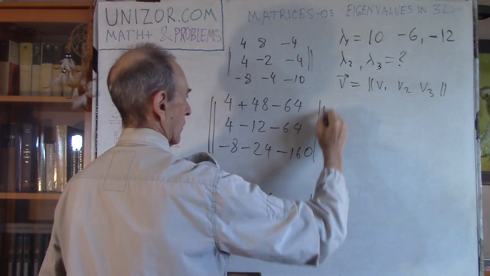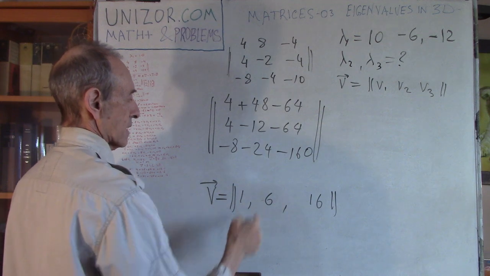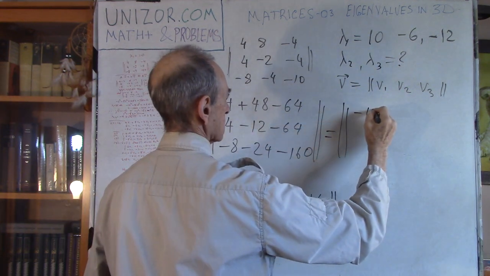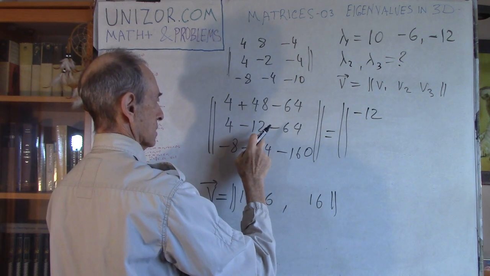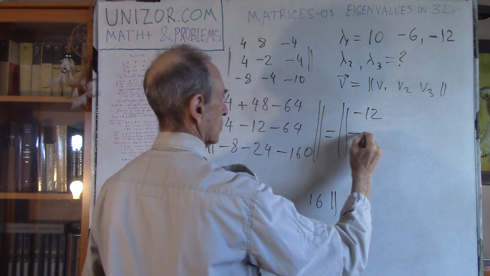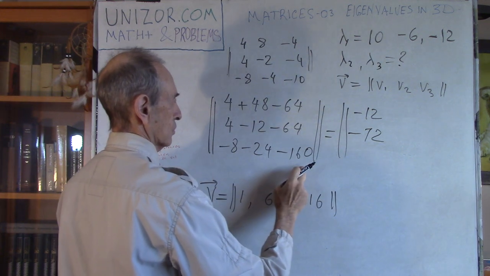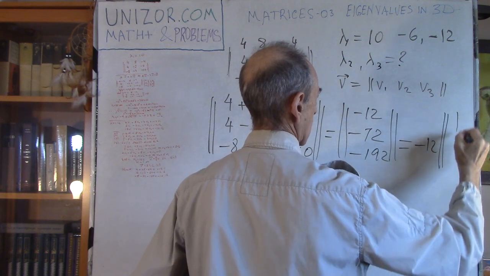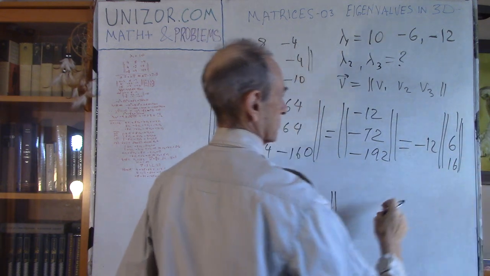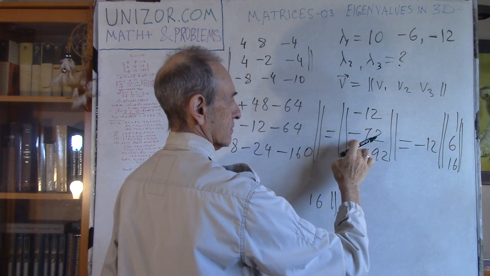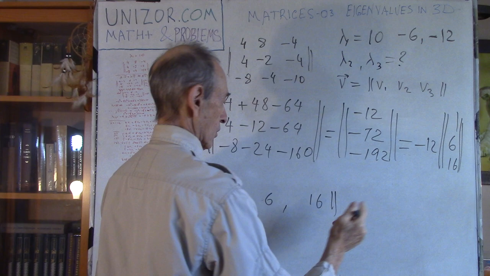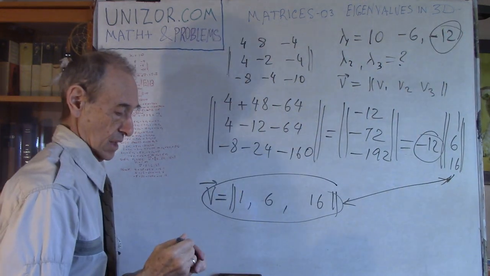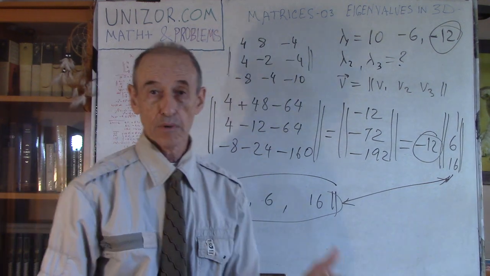So that's my vector, which is the result of multiplication of this matrix by this vector. Now, what is this? 52 minus 64 is minus 12, minus 8, 72, minus 32 minus 192, equals minus 12 times 1, 6 and 16. Minus 12 times 1 is minus 12, minus 12 times 6 is minus 72, minus 12 times 16 is minus 192. So, this is our eigenvector. You see, the vector is the same, and the proportionality coefficient is this one. So, basically, that's the proof that we have found the correct eigenvector.